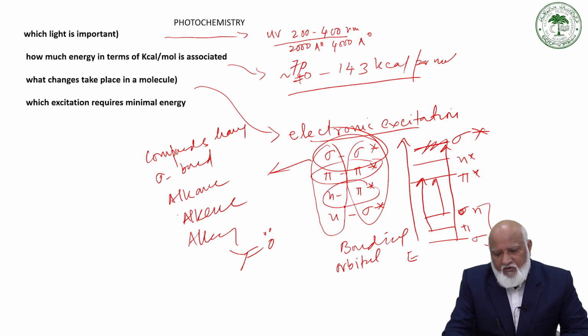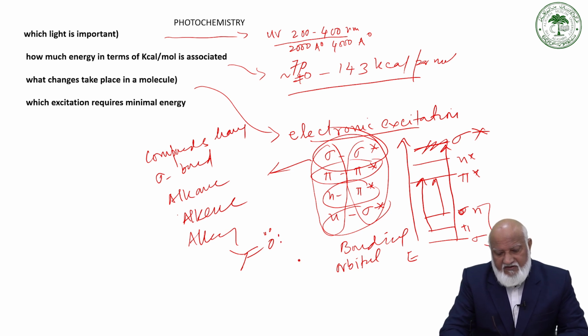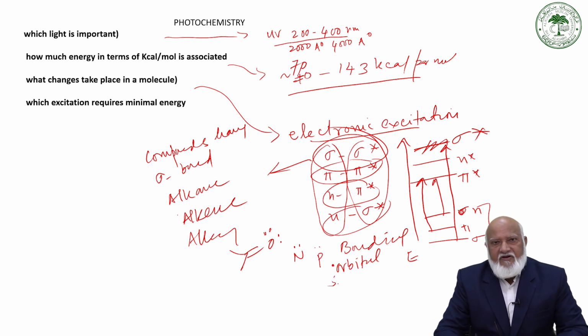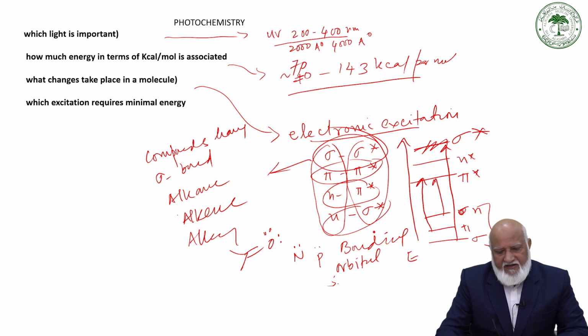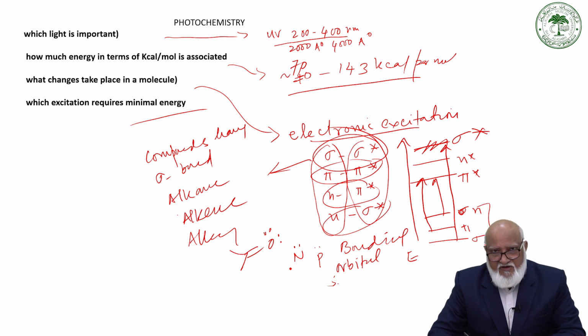In what type of molecules does n to pi star or n to sigma star excitation take place? Those elements which have non-bonding electrons, like oxygen, nitrogen, phosphorus, and silicon. In those molecules, n to pi star or n to sigma star excitation takes place. Then the next question arises: which excitation requires the minimum amount of energy?